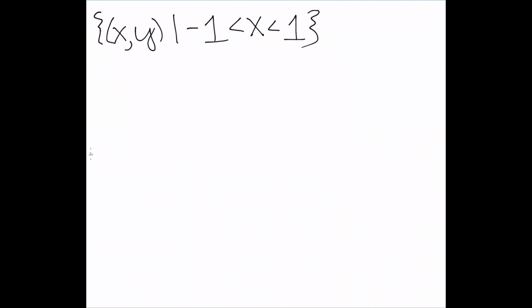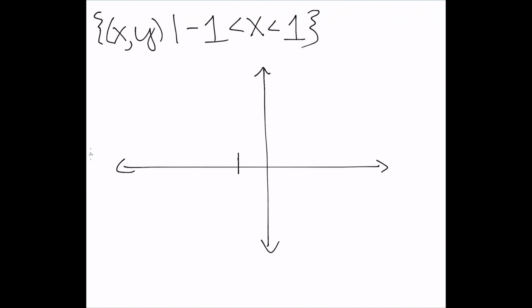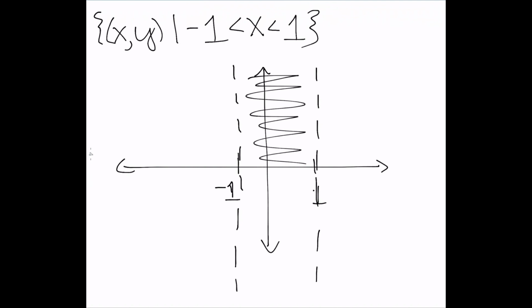The set of all points (x, y) such that -1 is less than x is less than 1. So if I draw my axes, here's where x is -1, and here's where it's 1. I do want all the points in between here. However, I don't want to actually include these points since it's strictly less than or greater than and not less than or equal to. If we don't want to include something like that, we use a dotted line. This indicates that it's going to be a boundary, but we're not actually going to include it. And then we want all of the things in the middle.